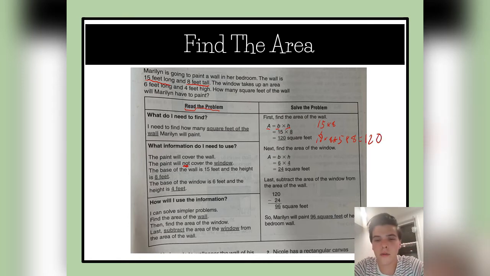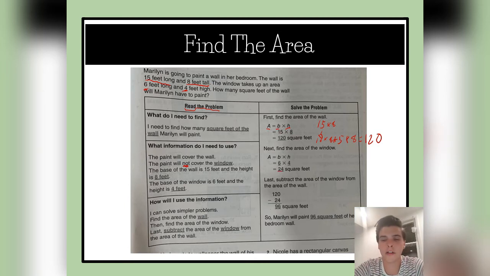Now we're going to find the area of the window. So we're going to go back in our problem with the window takes up an area 6 feet, and 4 feet high. So 6 by 4. So that's why they plugged in 6 times 4. And 6 times 4 gives you 24 square feet.